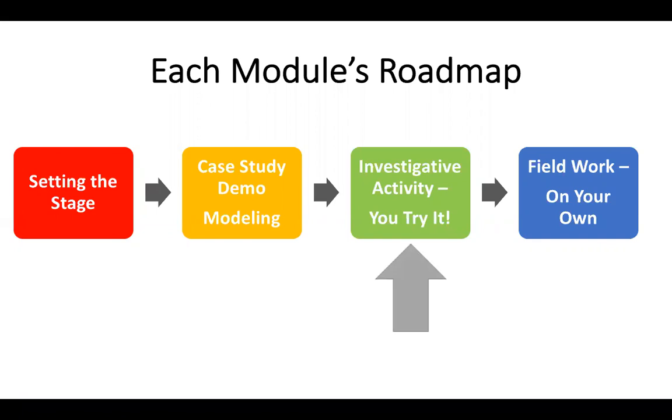From there, you complete what we call an investigative activity where you pause the webinar and you give it a try with practice data. Sometimes it's easier to dig into data that's not your own, and it's easier to see things and get your feet wet with it before you are married to your own data. And then finally, we end with doing some field work where you then do that same work with your own class data, supported by your coach, of course. So that's the way that the roadmap works for each of those 6 modules.